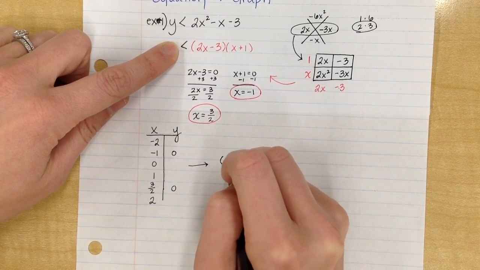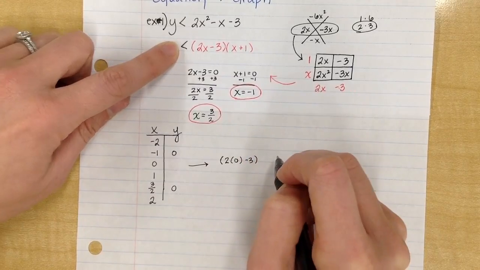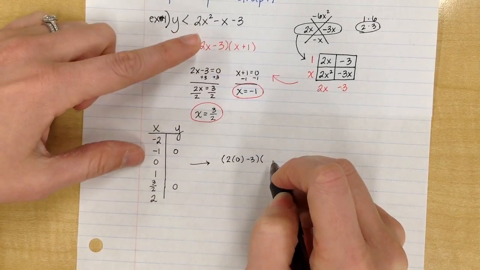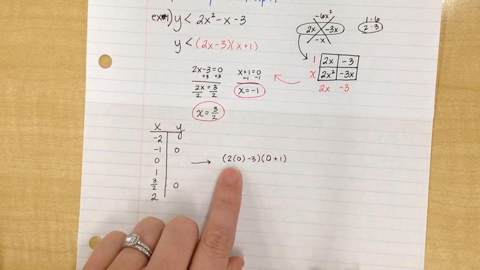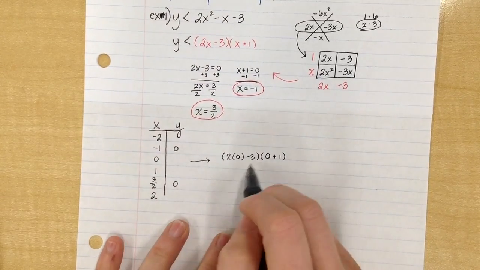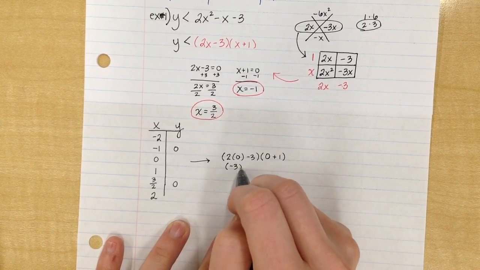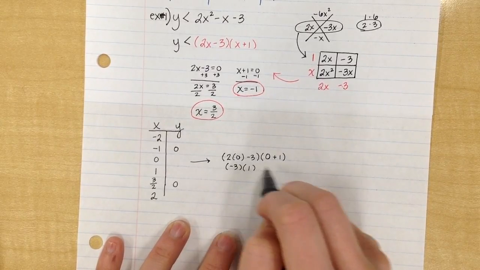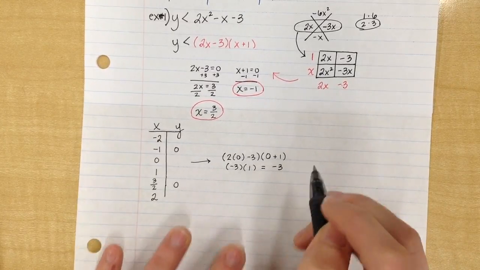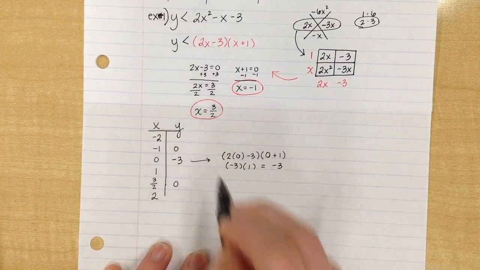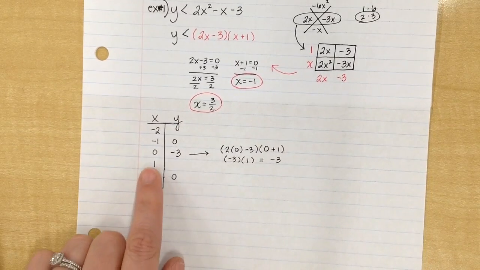So here we go. We have 2 times 0 minus 3 times the quantity of, instead of x, we're putting in 0, plus 1. So we have 2 times 0, which is 0, minus 3, which is -3. 0 plus 1 is a positive 1. -3 times positive 1 is -3. So I'm going to write that over here, 0, -3.